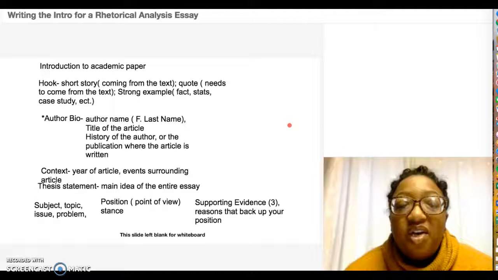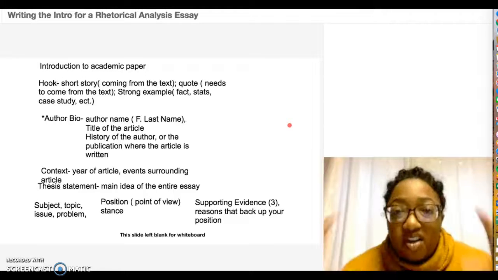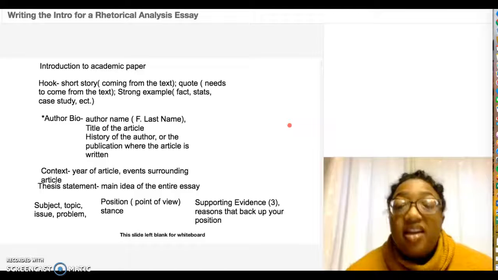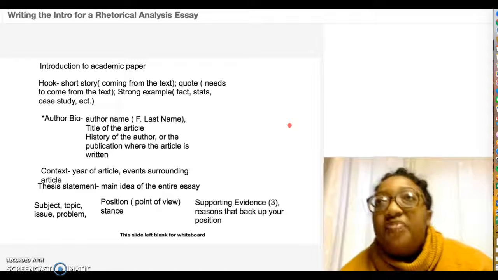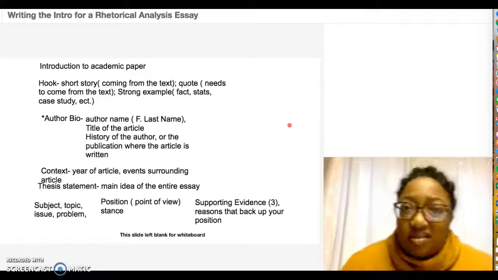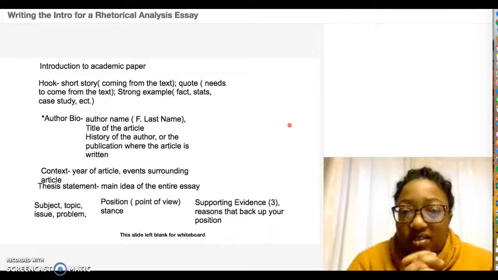Okay, so in the introduction to the academic paper, what you want to make sure that you have when you're creating the intro is a hook, something that draws the reader in and helps them to understand that this is going to be a really interesting topic. So we're considering the audience and considering the material and merging those two things together.